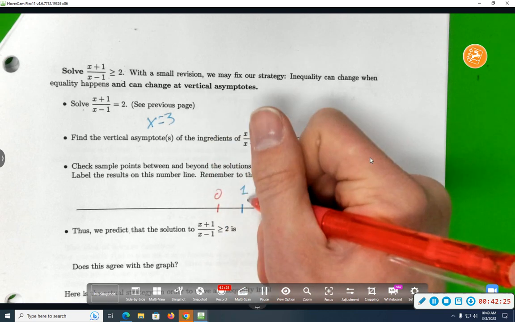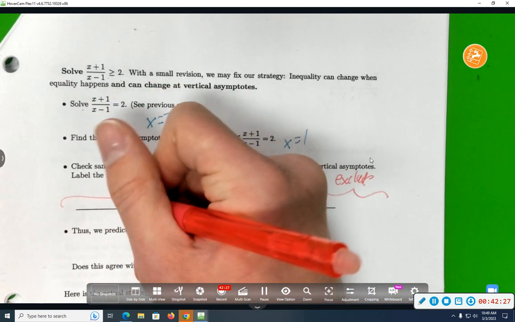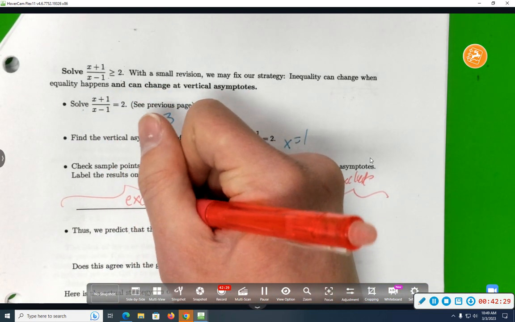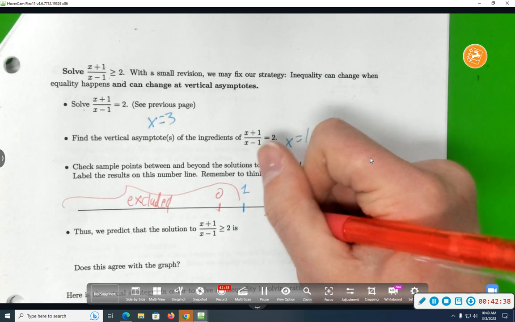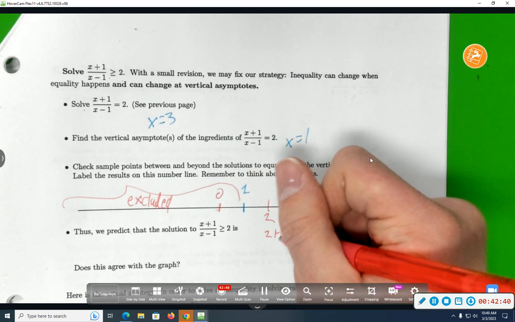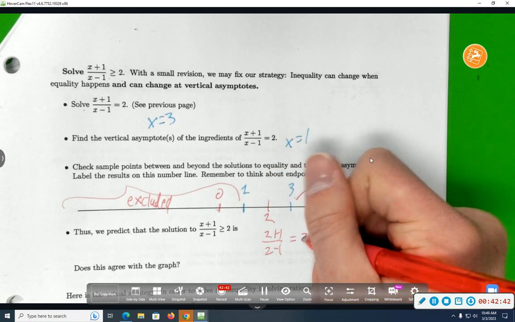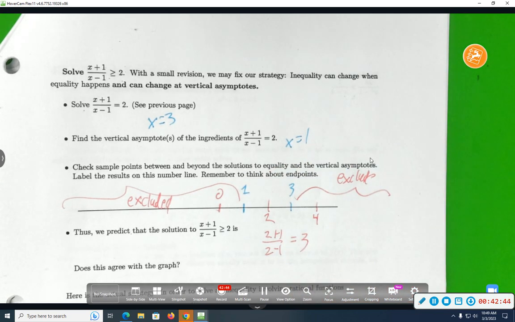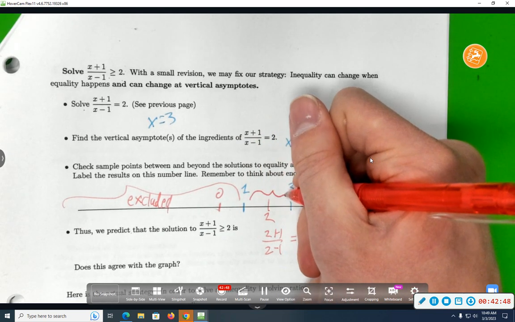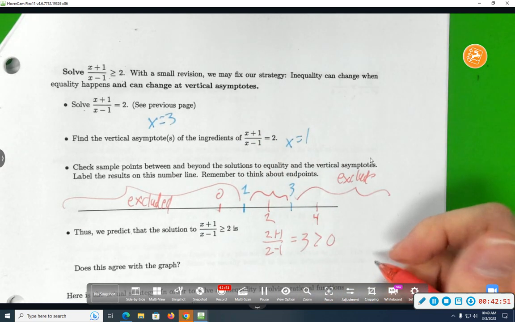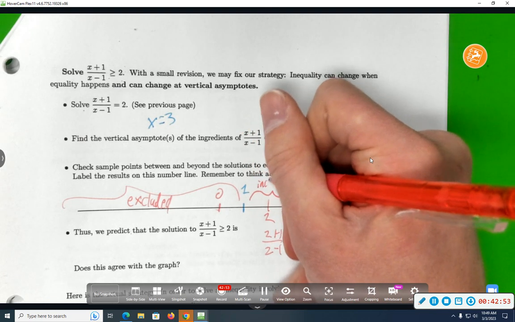I plugged in 0, and I got exclude. So all of these inputs should be excluded from the solution. It looks like I need to check a sample point between 3 and 1. What's a number between 3 and 1? 2. That'll give me 2 plus 1 over 2 minus 1. I think that's 3. Is 3 bigger than 2? So, what can I say about things between 1 and 3? Will they satisfy the inequality? Yep. So I should include these.